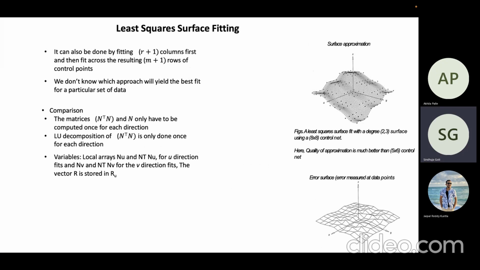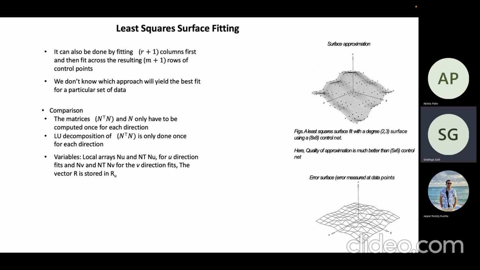It can also be done by fitting r plus 1 columns first and then fitting across the resulting m plus 1 rows of control points. We don't know which approach will yield the best fit for a particular set of data. And if we compare, the matrices N transpose N and N only have to be computed once for each direction. LU decomposition of N transpose N is only done once for each direction. Variables are local arrays Nu and Nt into Nu for u direction fits, and Nv and Nt into Nv for the v direction fits. The vector r is stored in ru.